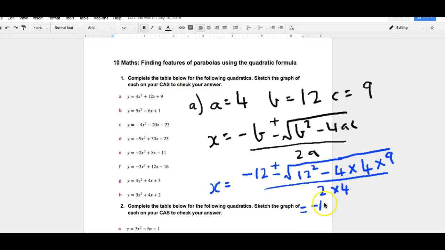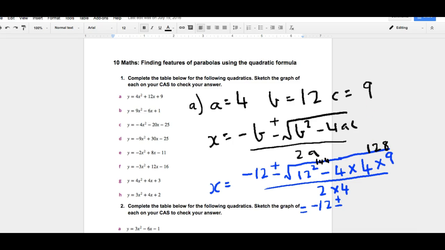Okay, so let's tidy this up a little bit and hope that I don't run out of too much room. So negative 12 plus or minus. Okay, I might just do this next to it because I'm running out of room. So 12 squared is 144. And then 4 times 4 is 16. 16 times 9. Okay, I can't do that. So let's do 4 times 9 is 36. 36 times 4, 36 times 2 is 64, so 128, I think.